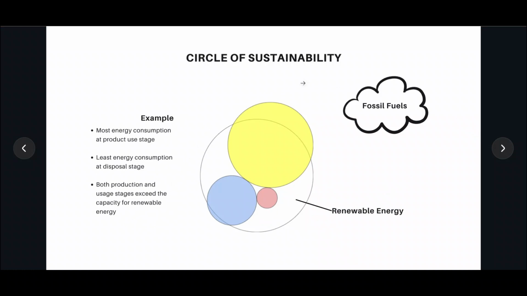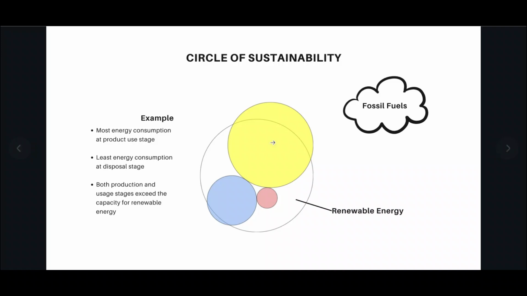Here's an example of a product, an arbitrary product. Because we're looking at energy usage, and I want to focus on using renewable energy as a means of obtaining sustainability, I'm defining this circle of sustainability as inside is renewable energy, outside is fossil fuels. So the metric is how much energy do these different stages require.